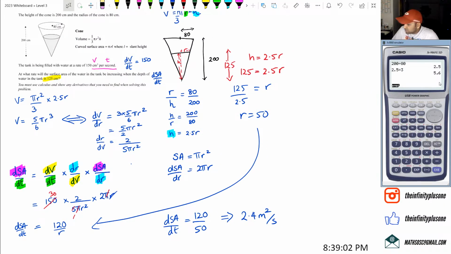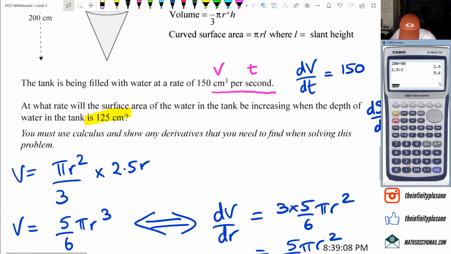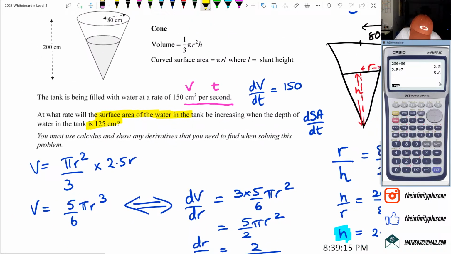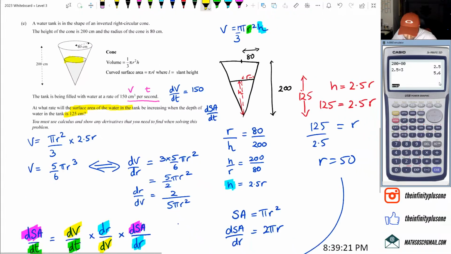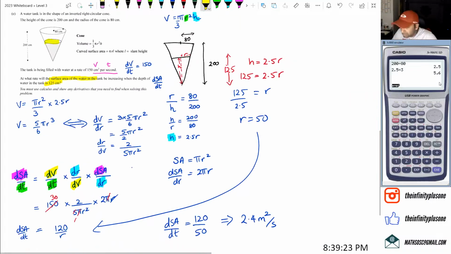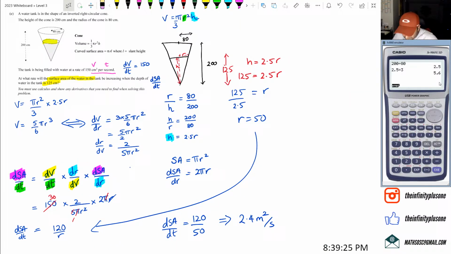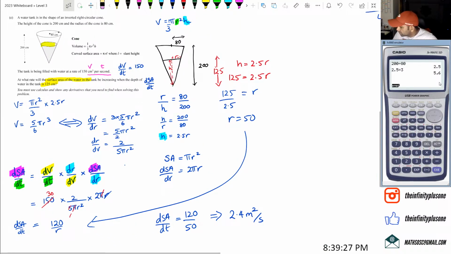All right, feel free to ask questions. TechSmart, confused on the surface area? No worries. If you look at the question right there, it is asking us for the surface area of the water. That is the part that's colored in yellow. That shape is a circle. The area of a circle is pi r squared. Let me know if that's all right.